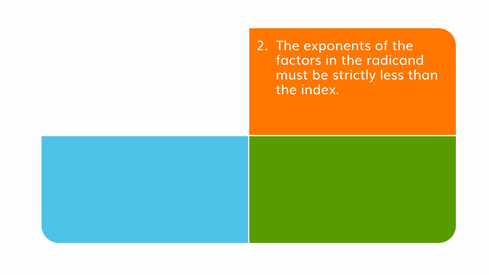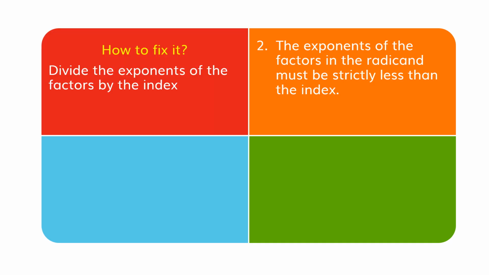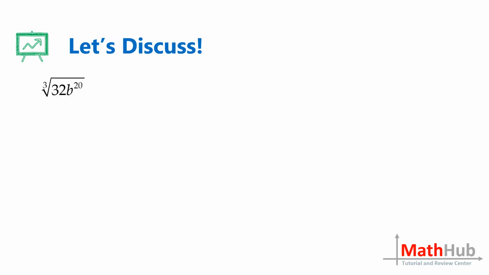For our next rule, a radical is in its simplest form if the exponents of the factors in the radicand are strictly less than the index. So if it's not the case, how do we fix it? We divide the exponents of the factors by the index. Let me illustrate that in this next example. So for instance, we have the cube root of 32 times b raised to 20.